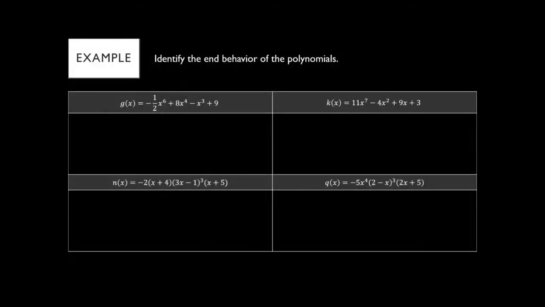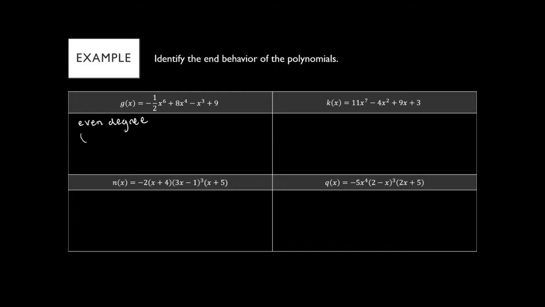So I've got 4 examples here, and I'm also going to bring up Desmos after we do these to graph them, so that way you can connect what we're doing with the equation to what it actually looks like. So I'm going to just start with g of x here. So we've got negative 1/2 x to the 6th plus 8x to the 4th minus x cubed plus 9. So the highest exponent there is 6. 6 is an even number, so we know immediately that this is going to be even. We have an even degree.